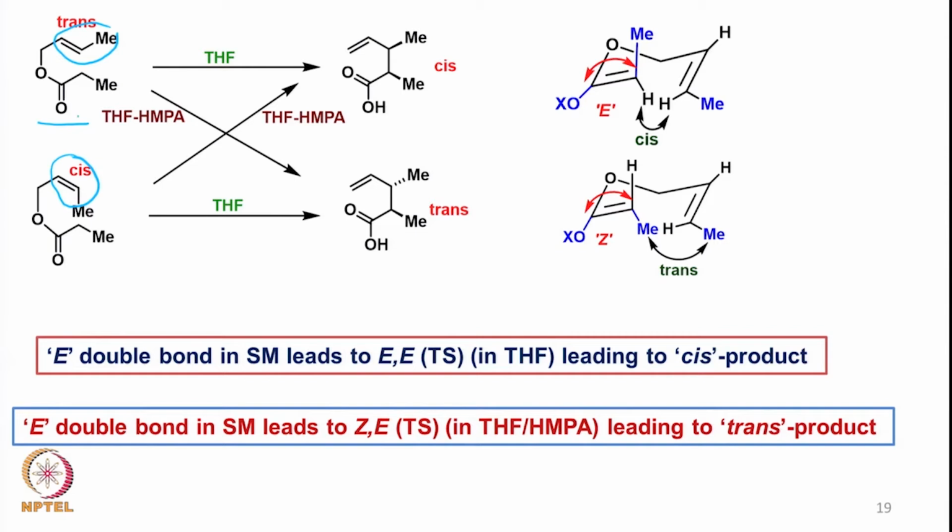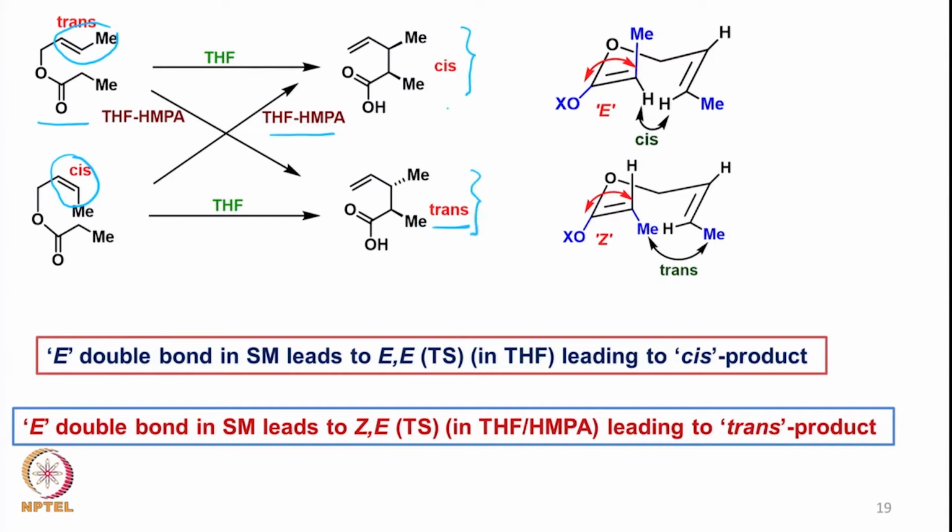So, if we start with a substrate like this and carry out the reaction in THF, as we saw in the last transparency, we get the product which is the cis product. The same reaction, if it is done in THF/HMPA, gives the trans product here. So, the methyl orientations are trans to each other.